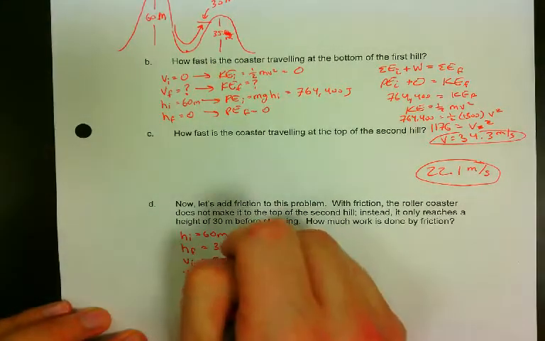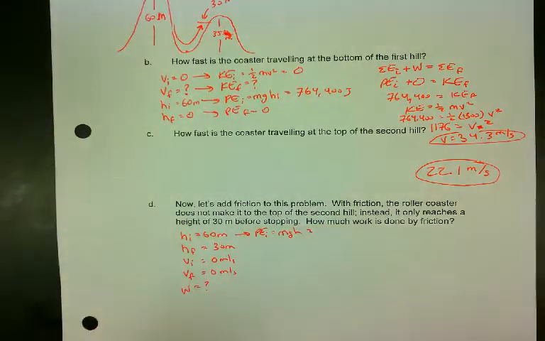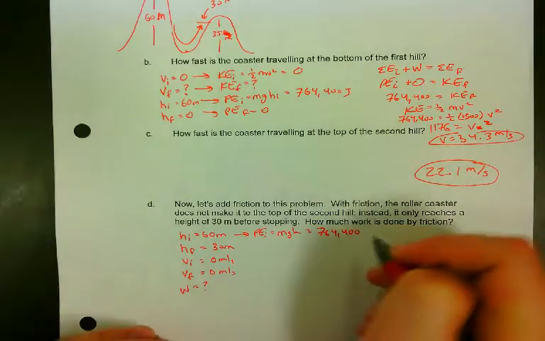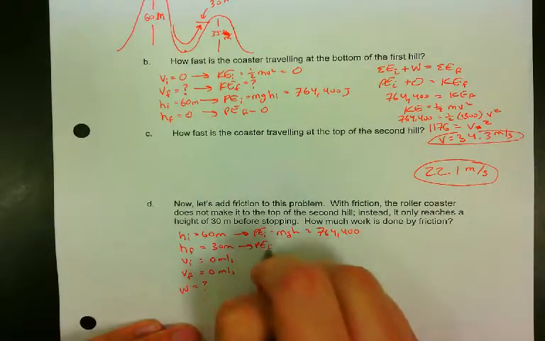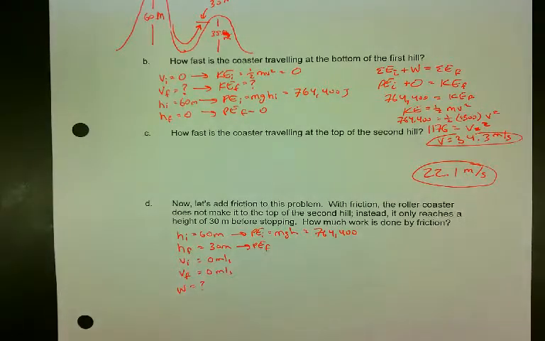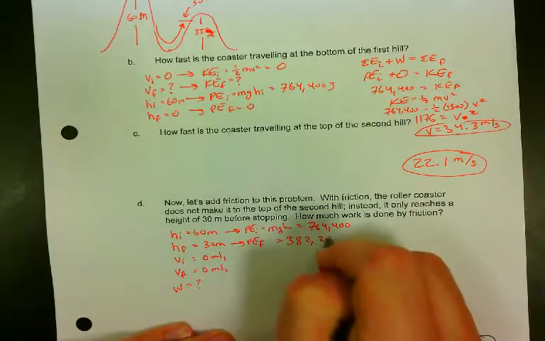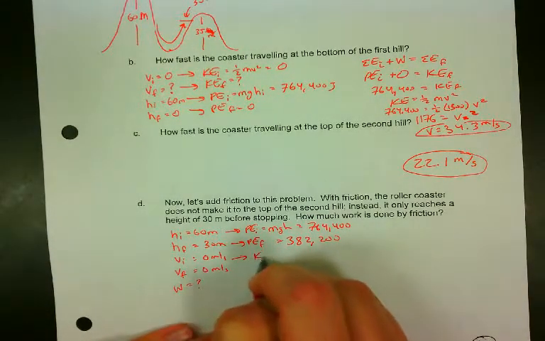So when I do this, I get a PEI here is mgh. It should be the same as up here, 764,400. This one is going to be m times 9.8 times 30. This one's coming out to be 382,200. And these are obviously going to be 0.